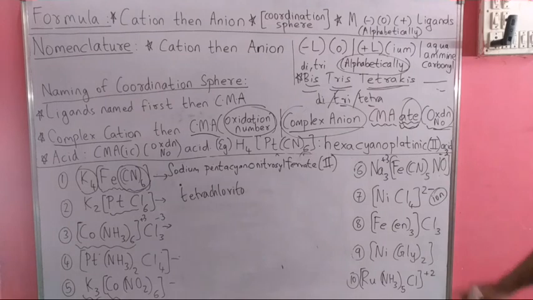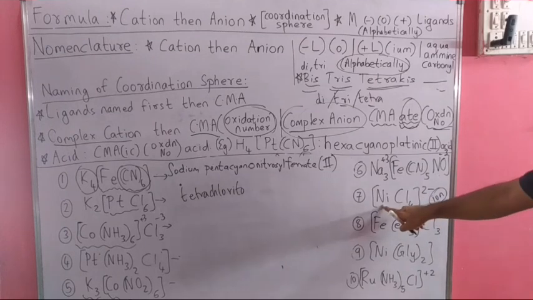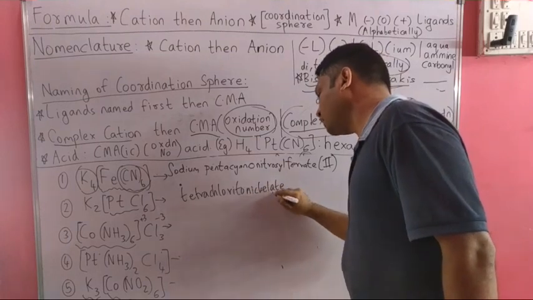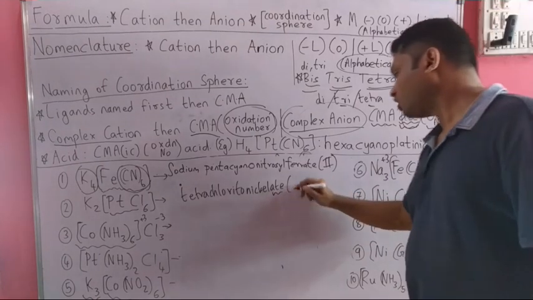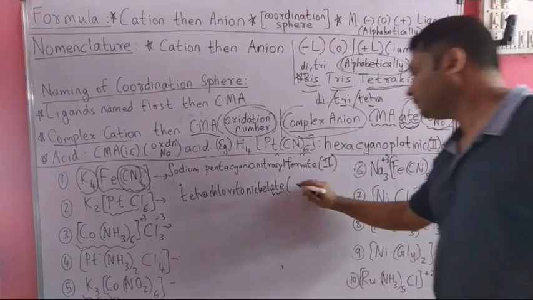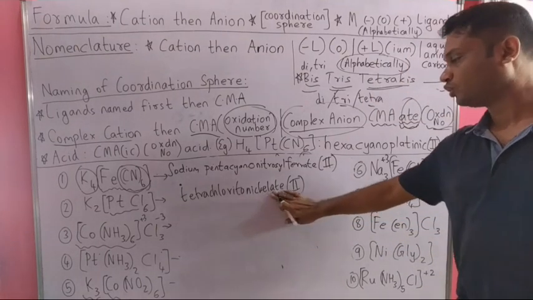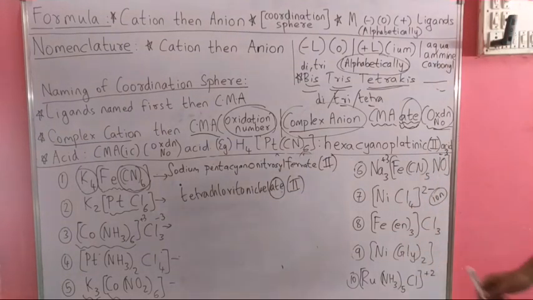Then after that, let us see what is the charge on this. This is a negative charge, so it is a complex anion. So we'll write nickelate, because it is a complex anion. And then after that, we'll write the oxidation number of nickel. So Ni -4 is equal to -2. So Ni will come out to be 2. So this is the name: tetrachlorido nickelate(II). Why did I add this suffix ate? Because it is a complex anion.